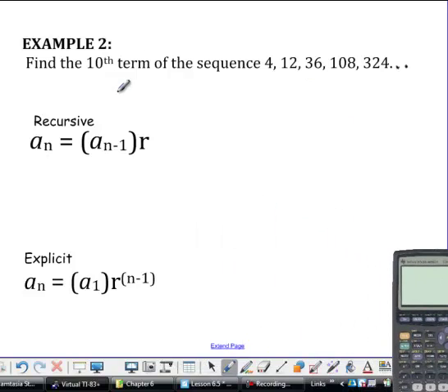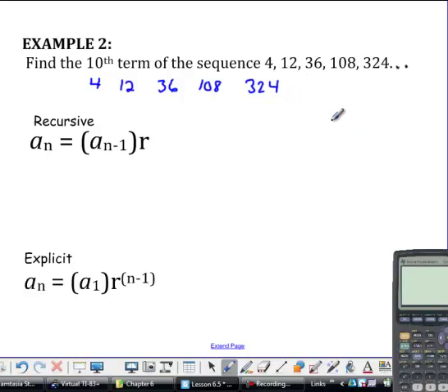Let's put this recursive and explicit to the test. After they have you figure out whether it's geometric or arithmetic, or neither, they're going to ask you to find terms. So this one says we want to find the 10th term of this sequence. 4 is the first term, 12 is the second, 36 is the third, 108 is the fourth, 324 is the fifth.